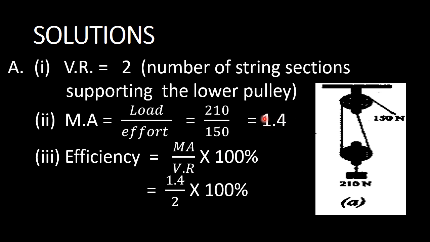So substituting, we already got mechanical advantage up here. Always remember what you have got before, all right? Don't lose track. So the mechanical advantage here is 1.4, and we substitute this into the equation. We have 1.4 over 2 times 100%. So the result is going to give us 70%. So this machine is 70% efficient.